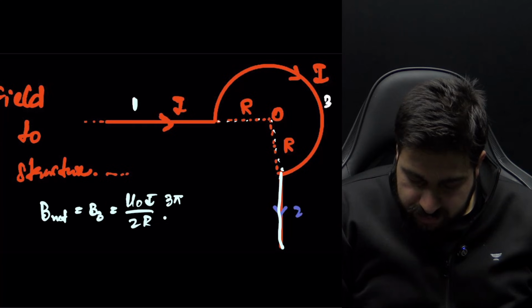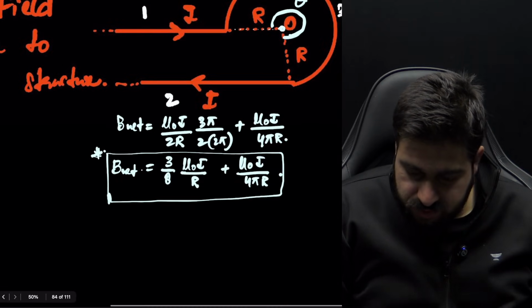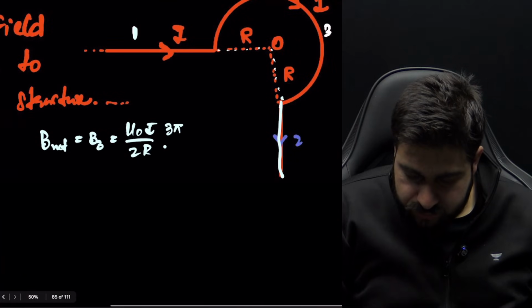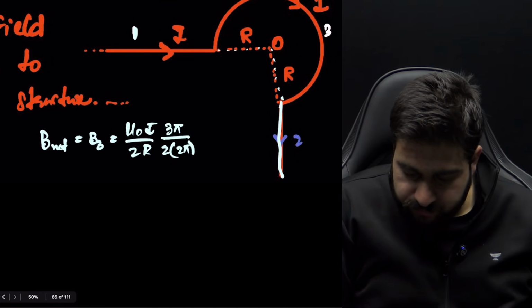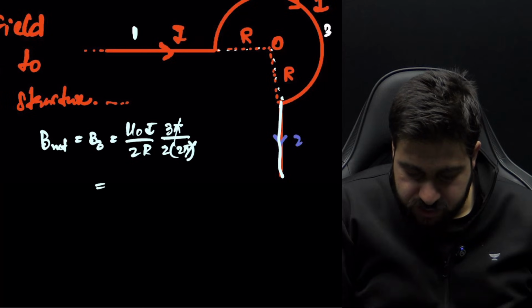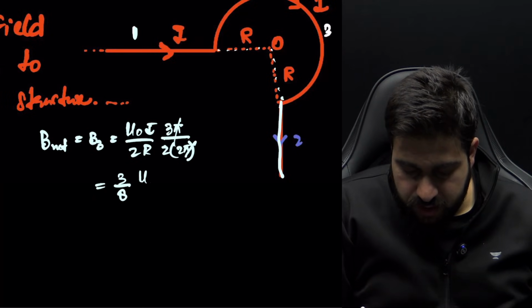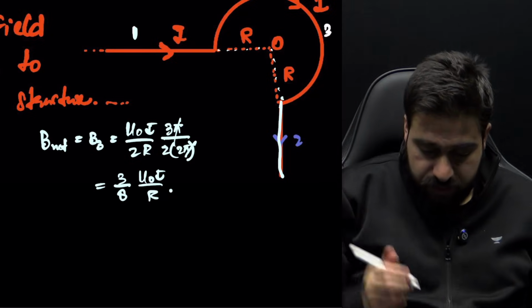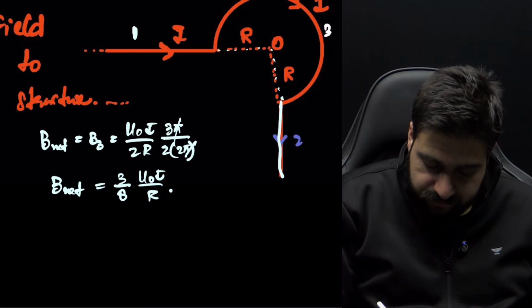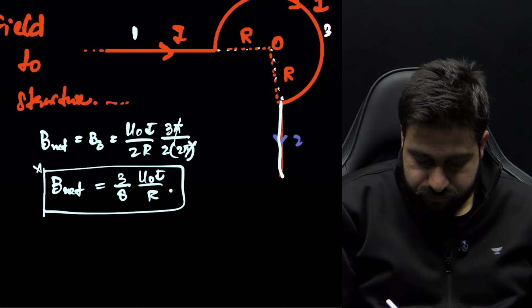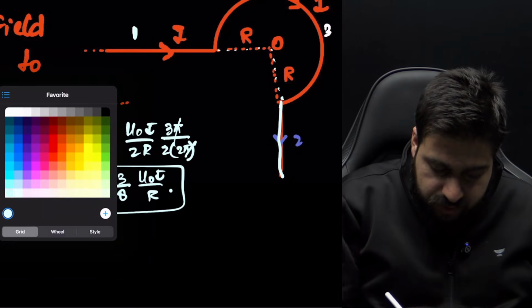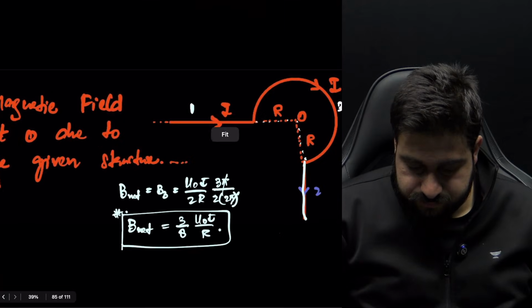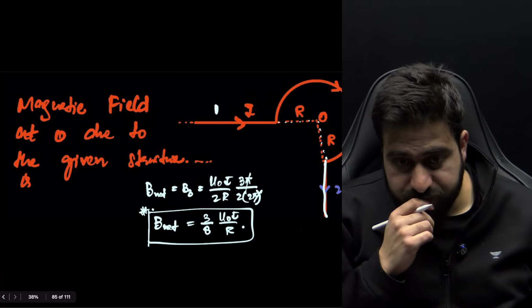Theta by 2 pi, how much was it? 3 pi by 2, so 3 pi divided by 2 into 2 pi. This is theta by 2 pi. Pi and pi will cancel. So this is 3 divided by 8 mu naught I divided by r. You can say it like this. This is the net magnetic field in this particular case.